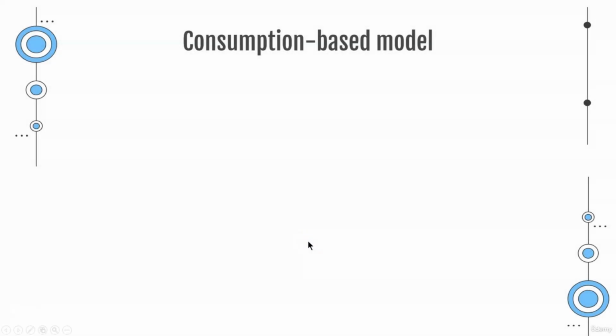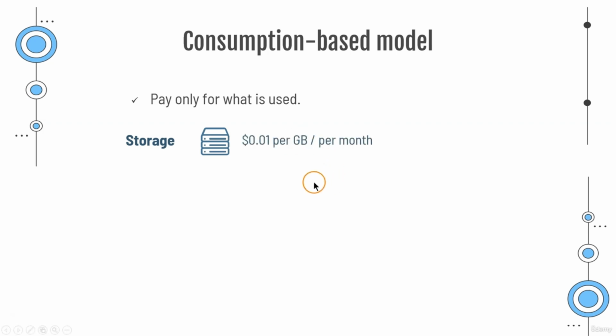Let's now just quickly talk about the consumption-based model. This means we just pay for what we are actually using. So this can be priced in a few different ways. For example, if we want to have some storage, we can just pay for the amount of storage per amount of time that we are using it. For example, 1 cent per gigabyte per month, and this can be then of course calculated by minutes. So if we only use it, for example, for half a month, we only pay, of course, half of that price. But also we have more options.